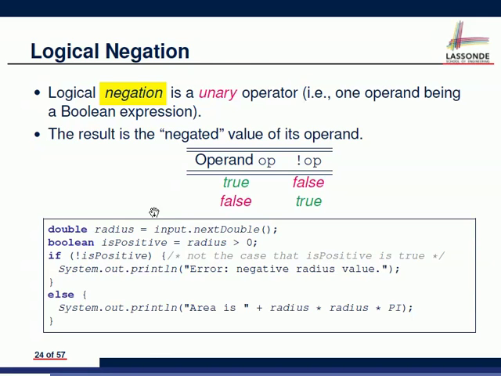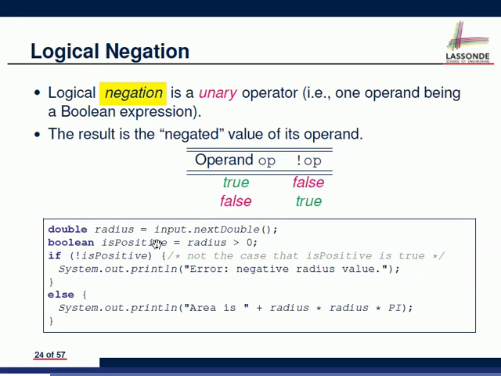Let's say you're trying to read the radius from the user, and then you have some Boolean variable here, is positive, and we're going to assign this the value of the expression radius larger than 0. Think about what's going to happen. If the user's input happens to be 3, what value will be stored into is positive? True. Why? Because radius will be 3. 3 larger than 0 will be true. So true will be stored into is positive.